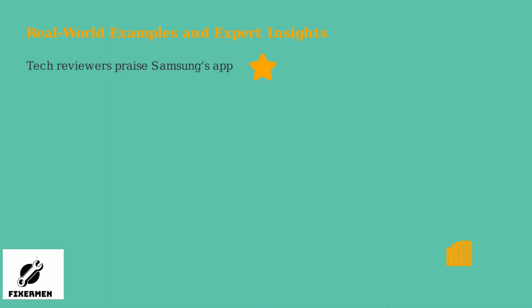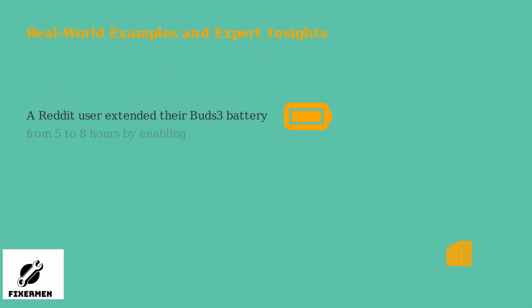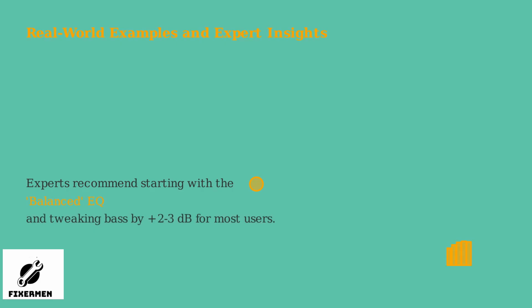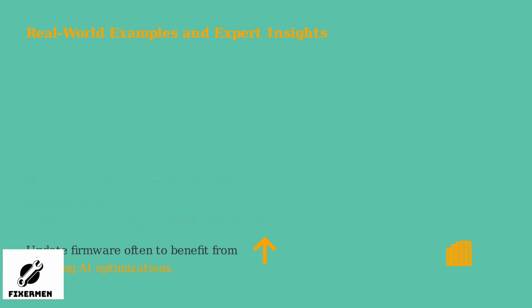Let's look at some real-world examples. Tech reviewers praise Samsung's app for its granular control over sound settings, allowing precise adjustments that rival professional audio tools. A Reddit user extended their Buds 3 battery life from 5 to 8 hours by enabling Adaptive Sound Mode, which automatically adjusts noise cancellation based on surroundings. Experts recommend starting with the balanced EQ preset and tweaking bass by +2 to 3 decibels for most users, backed by psychoacoustic research showing improved audio perception. Update the firmware often to benefit from Samsung AI optimizations that enhance battery management and sound quality through machine learning.